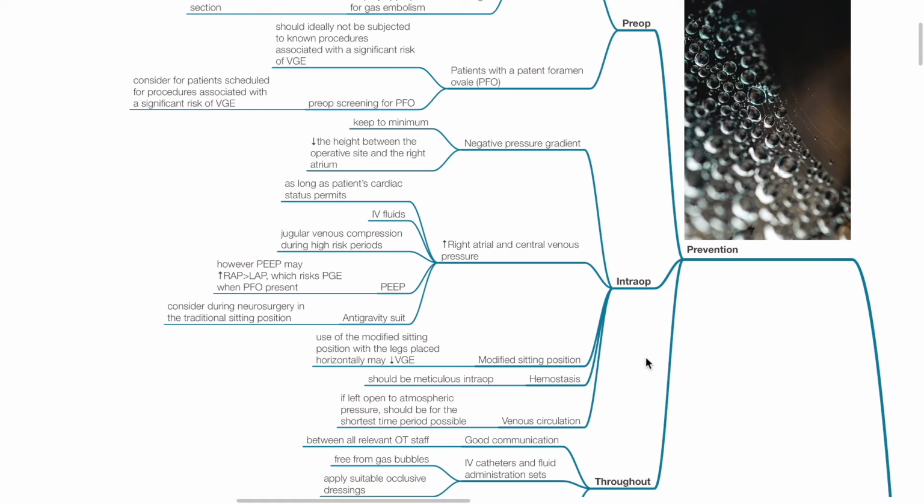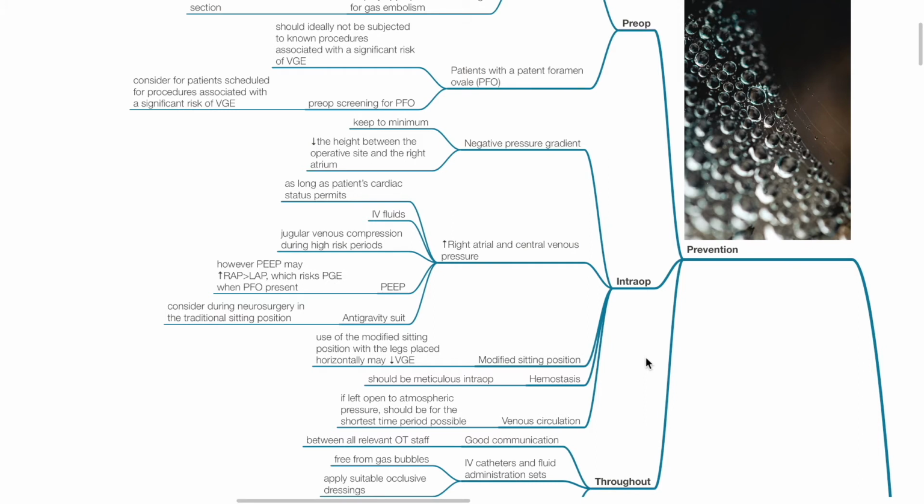Intraoperatively, the negative pressure gradient should be kept to a minimum by reducing the height between the operative site and the right atrium. Increase right atrial and central venous pressure as long as the patient's cardiac status permits, such as by using IV fluids, jugular venous compression during high-risk periods, the usage of PEEP, and the usage of anti-gravity suit.